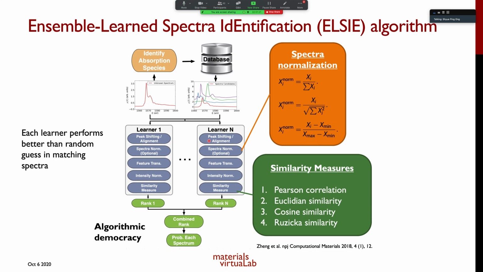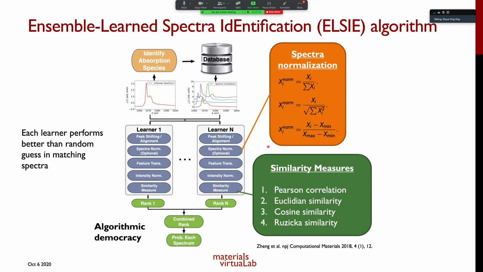We take our unknown spectra, we take our database of calculated spectra, and we build learners that combine a certain set of operations on the spectra. For example, we shift the peaks, we normalize the spectra or not, we perform some transformations of the features, we normalize the intensity, and we then choose a way of comparing the similarity. All that is required for ensemble learning to work is that each of these so-called weak learners performs better than random guessing.